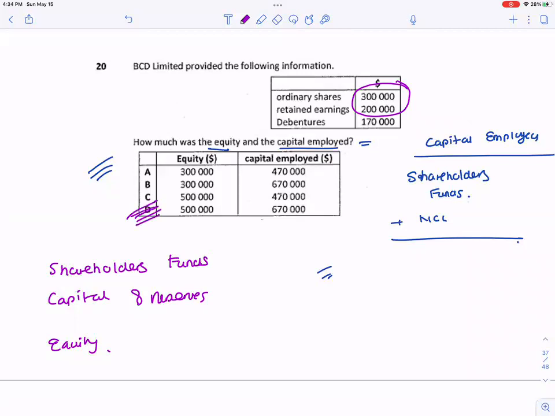So anything between C and D. So 500,000 minus 170,000. This is equity. Capital employed is shareholders funds plus non-current liability. What is non-current liability? Debentures. So shareholders funds or equity is 500,000. Non-current liability is 170,000. So capital employed is 670,000. Are you with me?